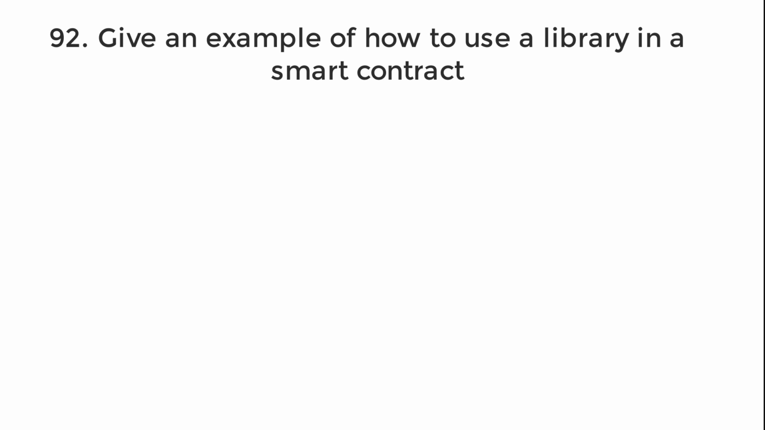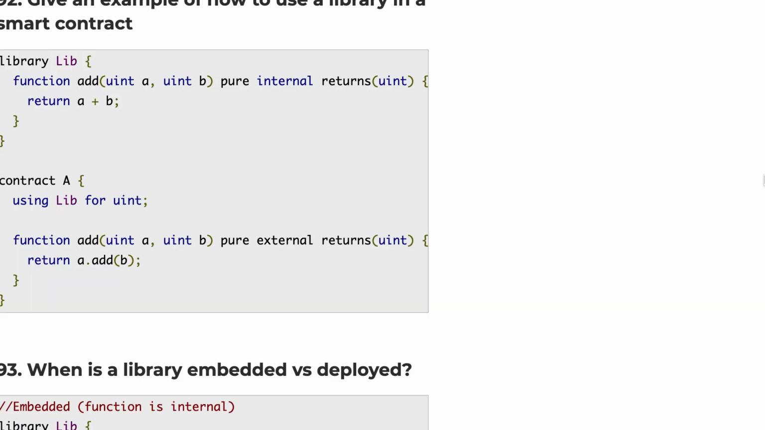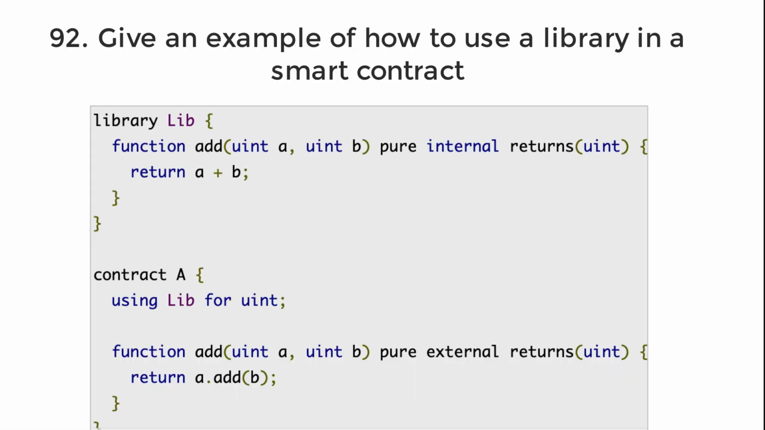Give an example of how to use a library in a smart contract. In this example, we are going to use a library to add two integers. First, we define the library, and after that we have a smart contract with an add function that makes use of this library. Then in smart contract A, we use the using keyword to attach the library to the integer types. That means that all the functions of the library will be callable for each integer inside smart contract A. And we can see this in action in the add function of smart contract A.